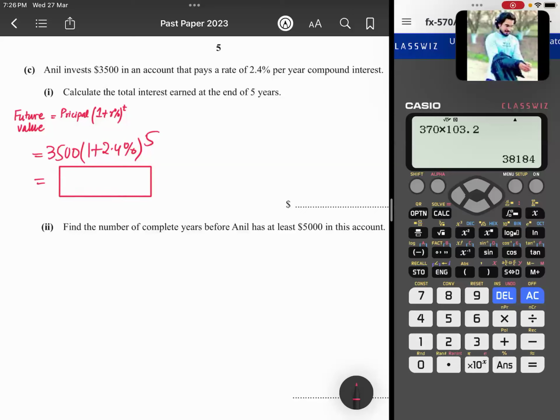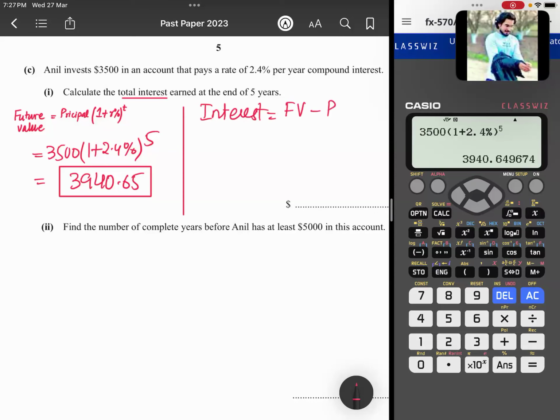So future value would be 3,500 bracket 1 plus 2.4%, bracket close, power 5. So the answer is 3940.65. Now calculate the total interest. Interest is future value minus principal. Interest is the difference, future value minus principal, so that would be minus 3,500. So the answer is 440.65.